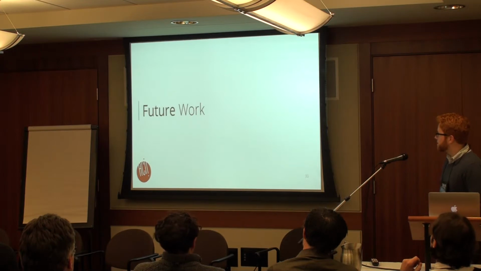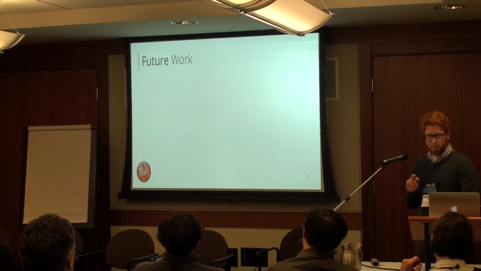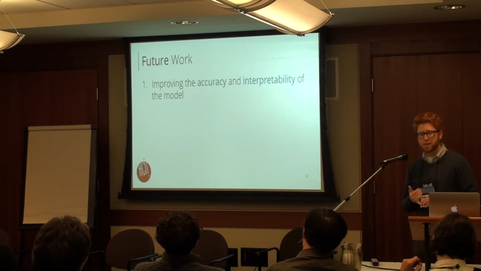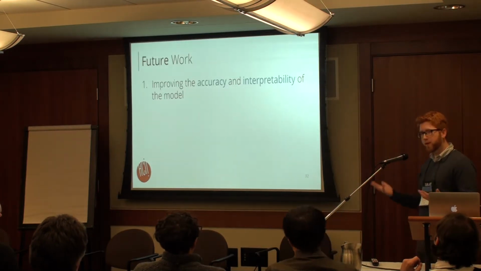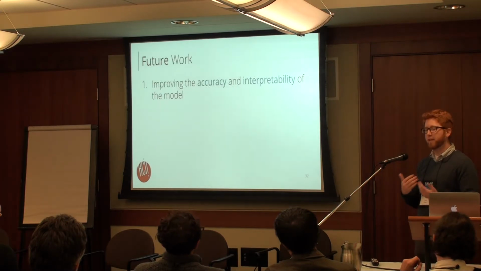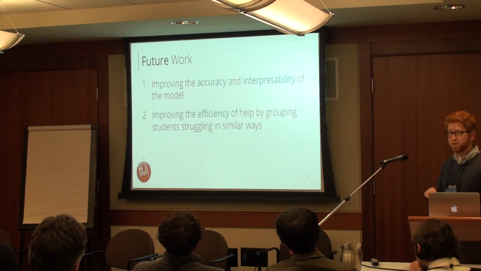So finally, I'm going to talk about some future work that we're currently working on. We have two lines of work. The first one is we're looking at ways to improve the accuracy and the interpretability of our model. This model was fairly accurate for this kind of work, but it lacks in interpretability. So we're working on that. And we're working on improving the efficiency of help.